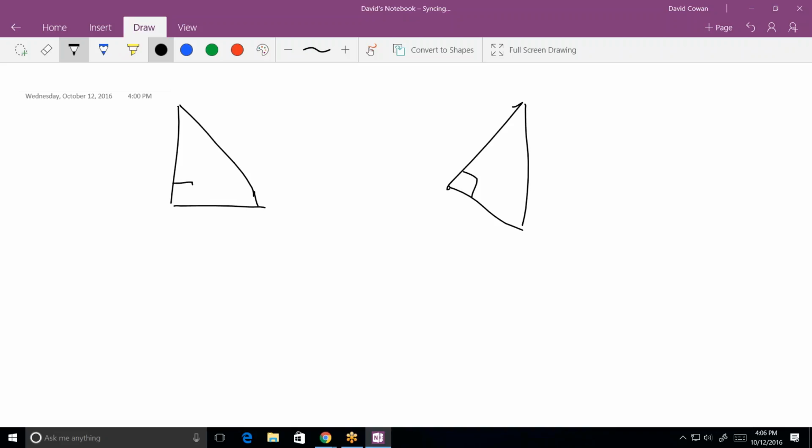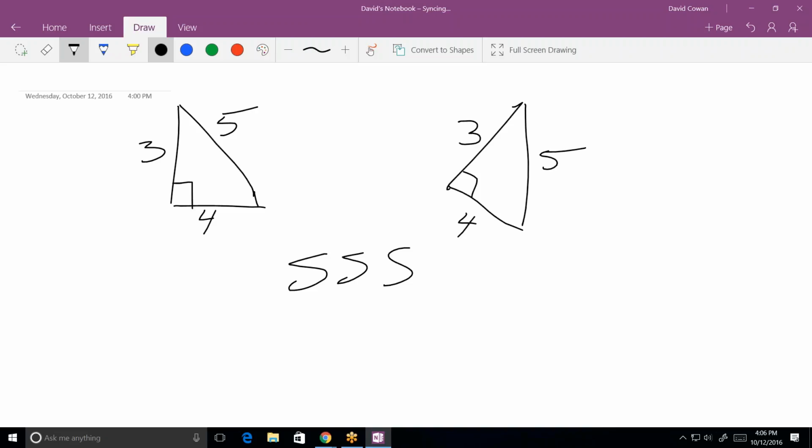I don't know. Well, there's three ways. One, you can have the three sides equal. Let's say this is a 3, 4, 5 right triangle, and over here, it's a 3, 4, 5 right triangle. So if the three sides are equal, then it's congruent.